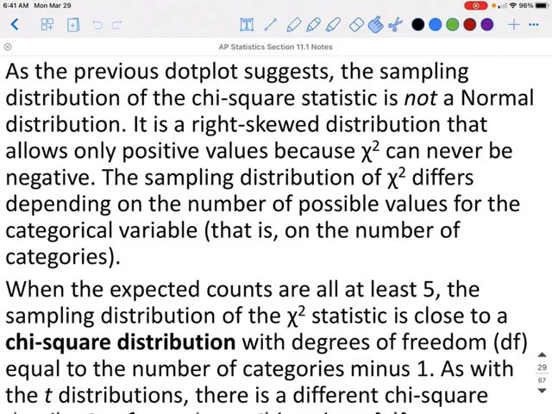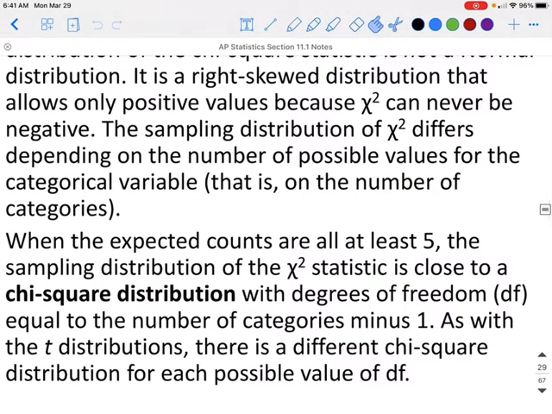The sampling distribution of chi-square differs depending on the number of possible values for the categorical variable, that is, on the number of categories. When the expected counts are all at least 5, the sampling distribution of the chi-square statistic is close to a chi-square distribution with degrees of freedom equal to the number of categories minus 1. As with the t-distributions, there is a different chi-square distribution for each possible value of the degrees of freedom.